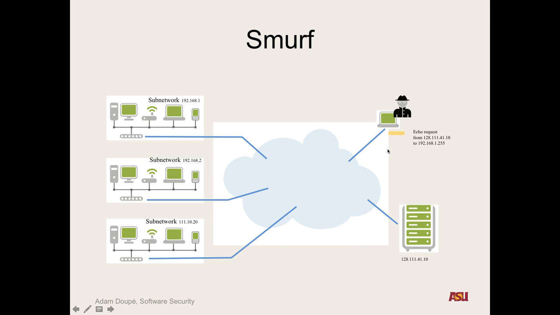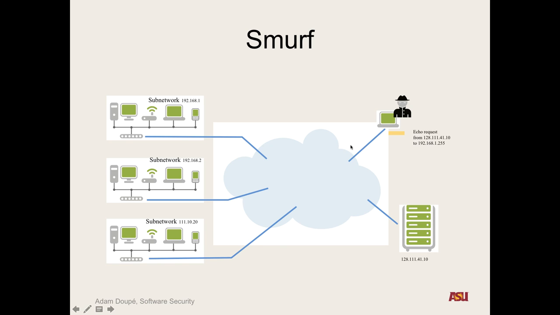But what if I sent a ping packet, an echo request, from 128.111.41.10, which is not me? I'm spoofing that source address, and I send it to 192.168.1.255. So what's 255? Is that an IP address? Broadcast, right? That's the broadcast address for this subnet. So what does a broadcast address mean? Yeah, it's for everybody on that subnet.